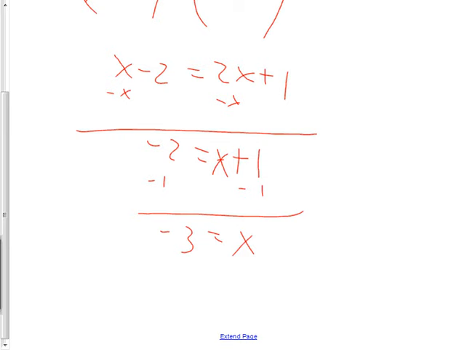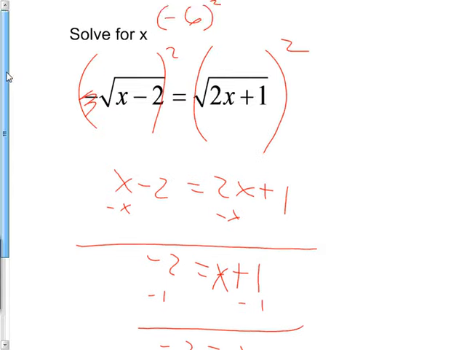Now, should I check it? Is this the kind of problem I should check? It is. Negative 3. Negative 3 minus 2 makes negative 5. I have the square root of negative 5. Is that allowed ever? Anywhere? No. Even if the other side comes out to negative square root of negative 5, that's like saying 2 wrongs make a right. They don't. Even if they're the same, it's not okay.